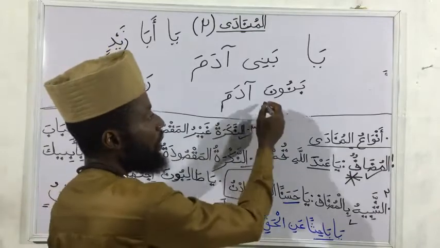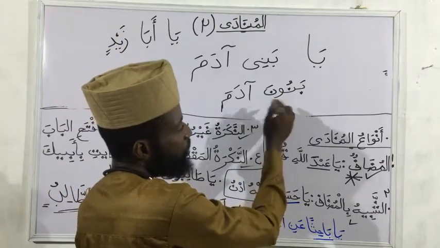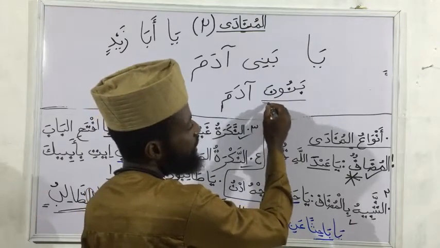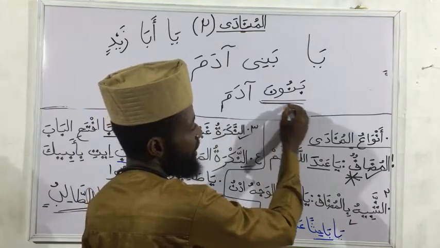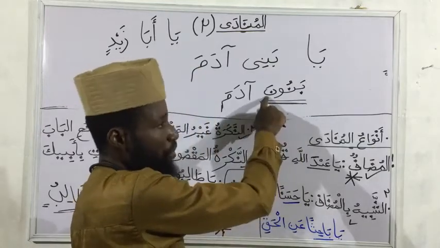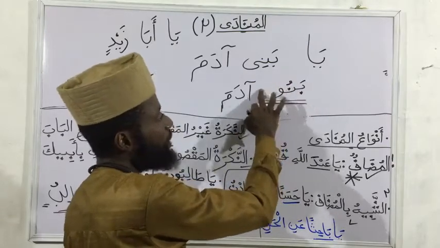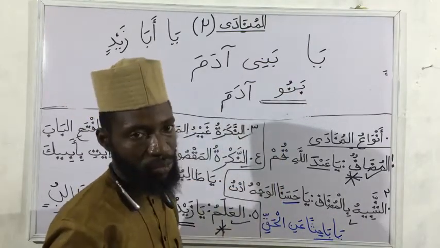Now, let's look at our mudaf. When we have something like this, this is called jamu muzakkar salim, or it's mulhaq to it. When you see them like this, when they are mudaf, the noon will always be dropped. So that's why you have what? Banu Adam. So that's it.